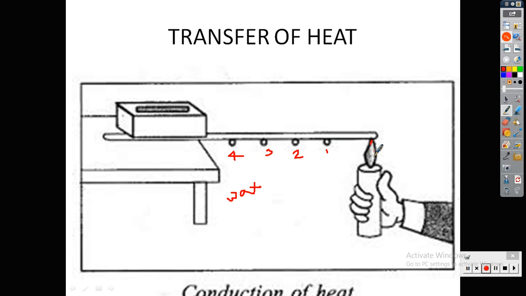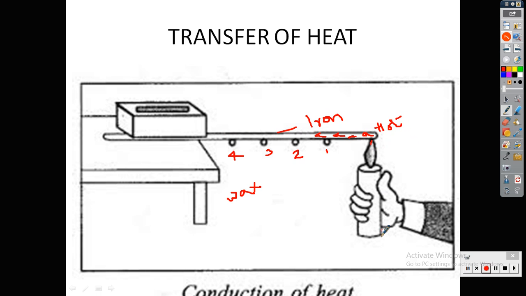When a heated candle is kept nearby, it will heat this end of the metallic rod. This is a metallic rod, an iron rod. This iron rod gets hot because of the flame. So this area becomes more hot, and that heat gradually transfers from this hot end to the cold end of the metal.